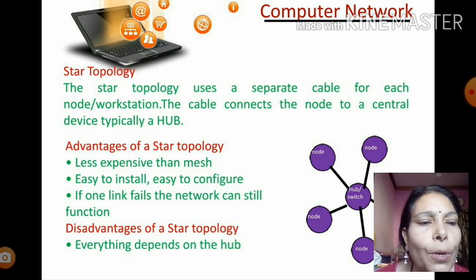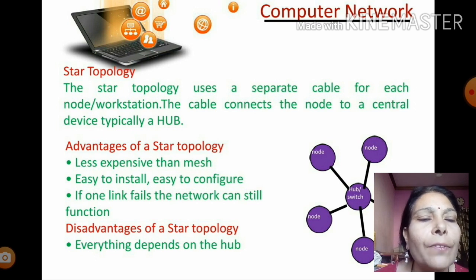In bus topology, if one node is faulty, the whole network will stop. That means communication will not take place in the bus topology if a fault occurs in one node. But in star topology, if a fault occurs in one node, we can easily remove that node from the network, and the remaining nodes in the network will keep on working. So it will not affect the whole network.